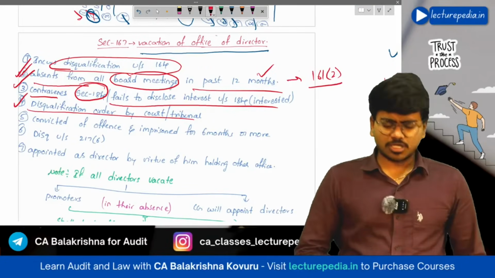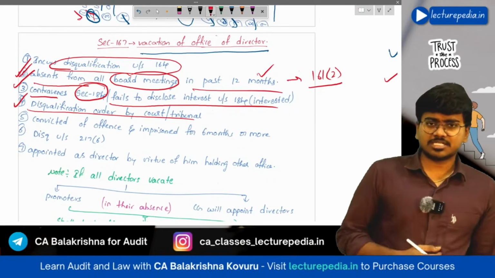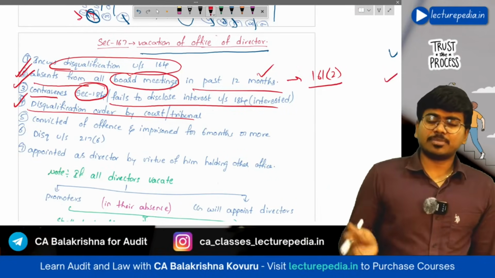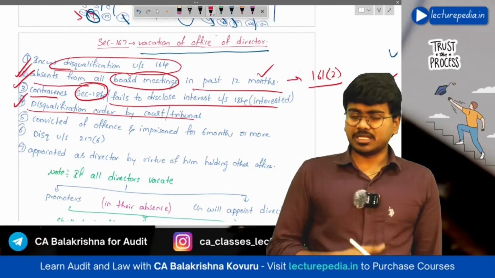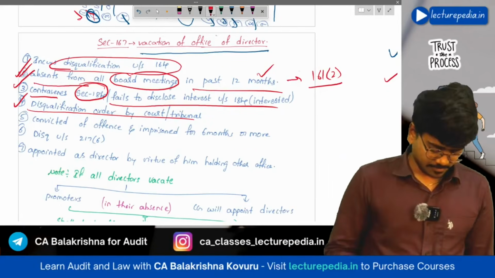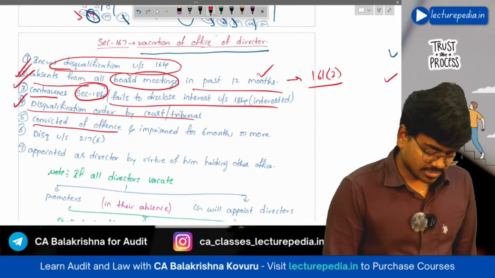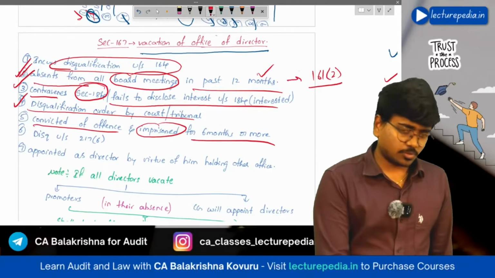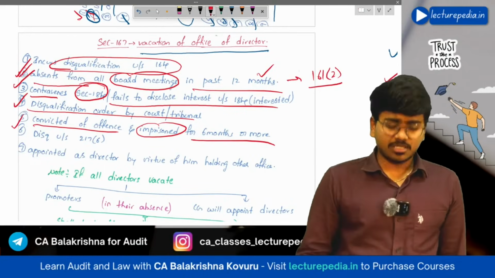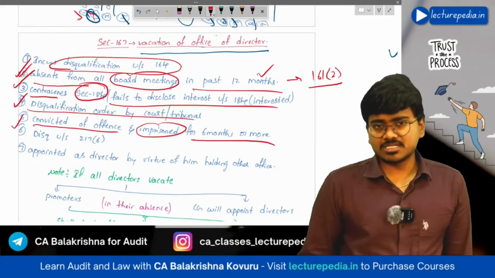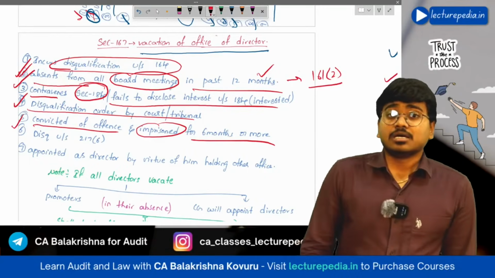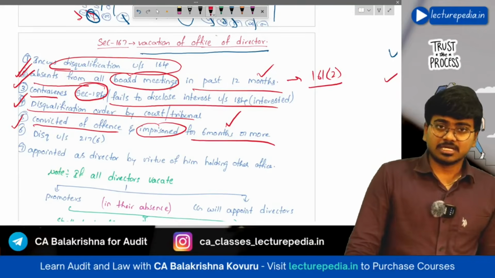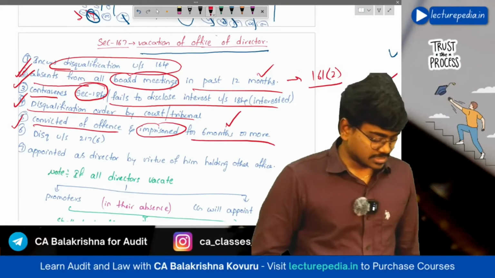Next, disqualification by order of court or tribunal. This point we have already discussed in section 164. If the director is disqualified by an order passed by a court or tribunal, then he has to vacate his office. Next, convicted of an offense and imprisonment for 6 months or more. Even this point we have discussed in section number 164, right? If he is convicted by a court and an imprisonment of 6 months or more has been given, then he has to vacate his office.